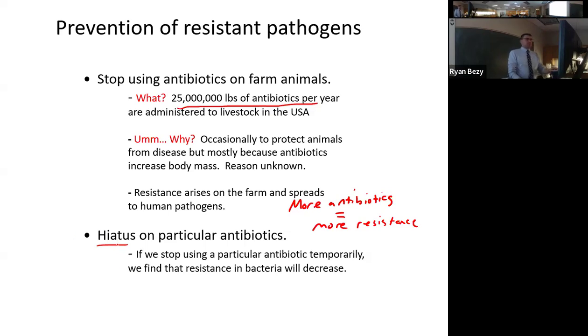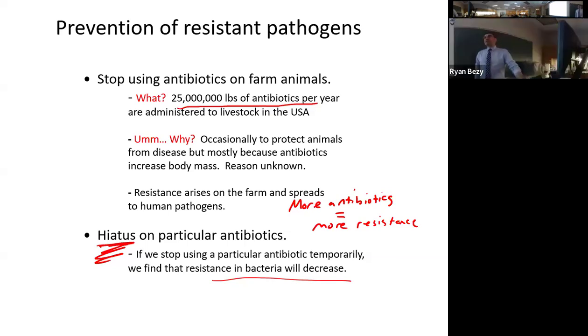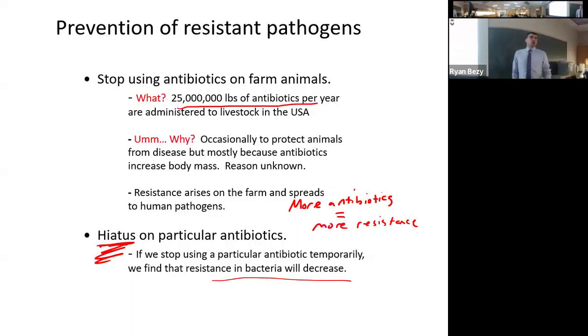Last thing is then just put antibiotics on a particular hiatus. If we stop using a particular antibiotic temporarily, we do find that resistance will decrease over time. If the antibiotic is no longer around, what happens over time, the bacterial populations will lose resistance to that antibiotic. So stop taking penicillin for about 15, 20 years. Resistance to penicillin will disappear slowly over time. Questions about that?